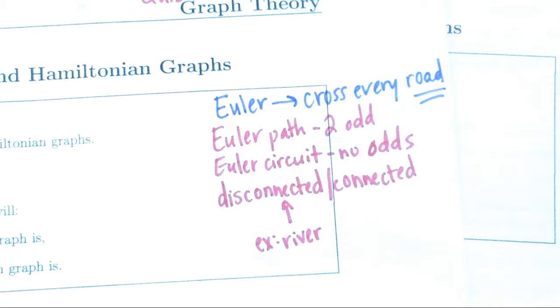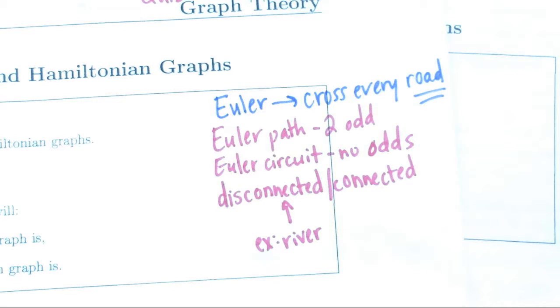Today, it's not about crossing every road. So with Euler, we literally wanted to cross every single road. If you didn't cross every single road, you failed. Today, we're not wanting to cross every road. With Hamiltonian, you actually don't want to cross every road. Instead, your goal is simply to visit every house. If you visit every house, you're successful. If you don't visit every house, you're not successful. So do you actually have to cross every road? No. That's the difference between Euler and Hamiltonian.